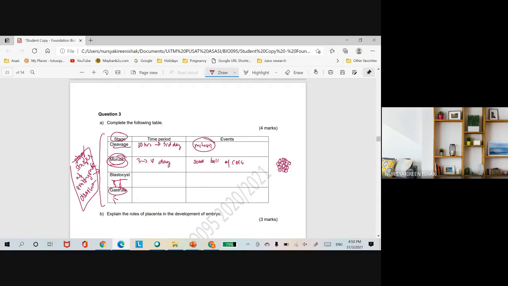Okay. So after that, after morula kan, sel-sel ni akan start to secretion, okay, secretion until it forms a ball that has cavity inside it. So that one we call it as the blastocyst. Okay, so blastocyst will form at the 5th day to the 2nd week. Okay, 5th day to the 2nd week.